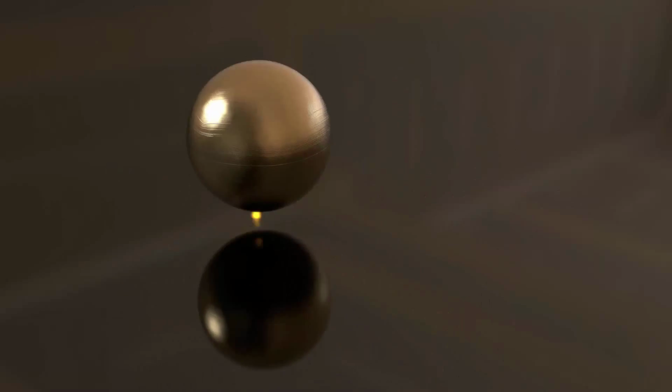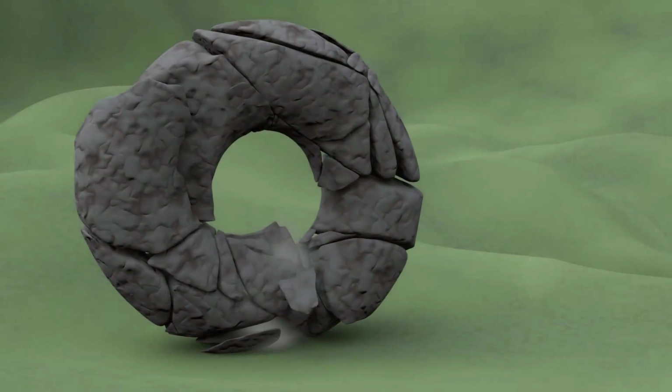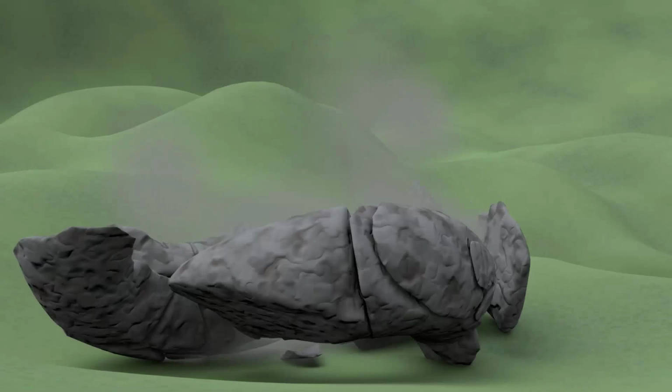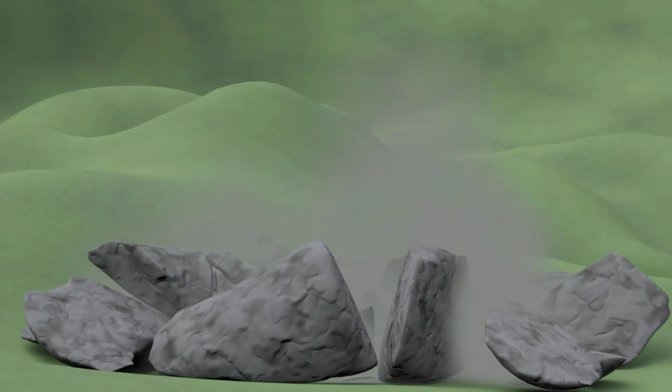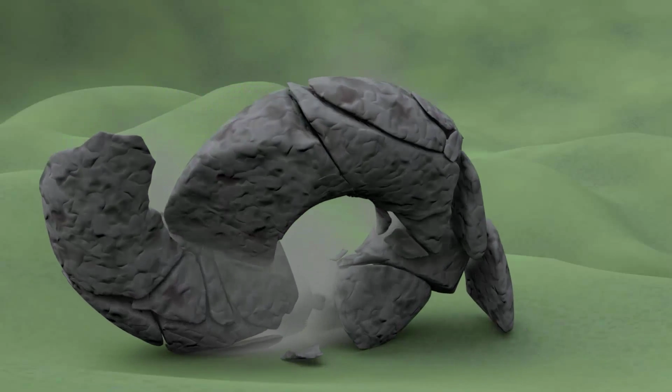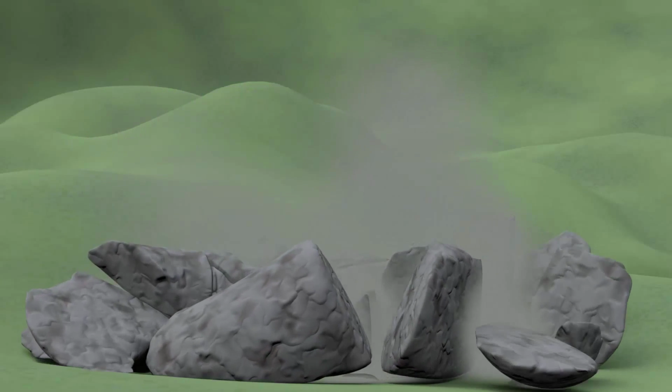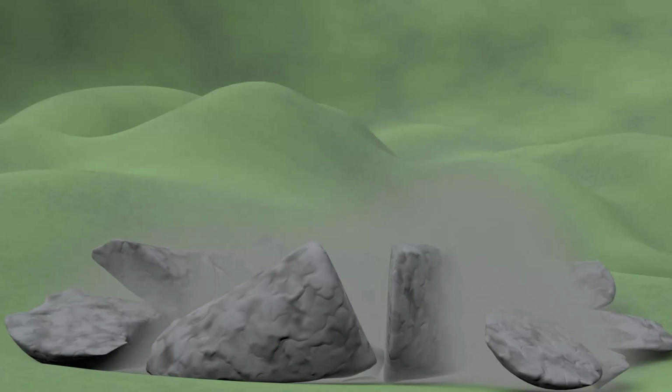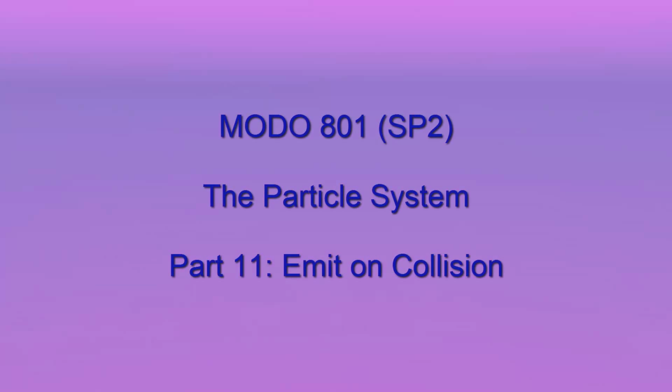MODO 801 has a lot of new features to get excited about, and the particle system got its own slice of love from the developers. In this tutorial we'll look at Emit on Collision. This is a new way to generate particles. Rather than having fixed emitters, we can, as the name suggests, now create particles when objects collide with one another. This is part 11 of the MODO particle system series.